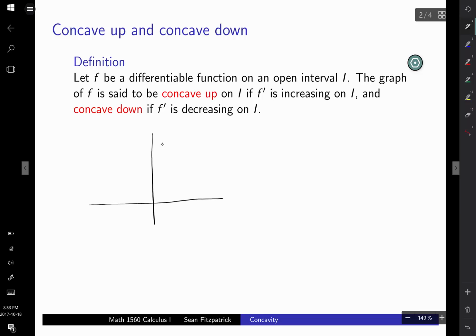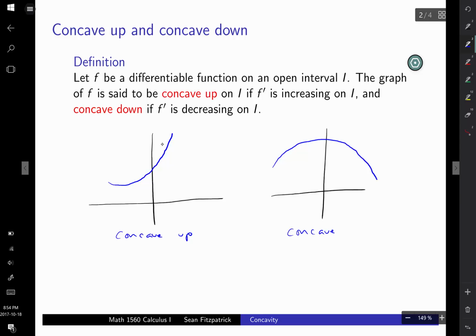So if your function is concave up, that means that the derivative is increasing, so the value of the slope is going up. So you have something that looks like that. Okay, this is concave up. And if your function is concave down, that means the derivative is decreasing, so the slope is getting smaller. And so you have something that looks like that.